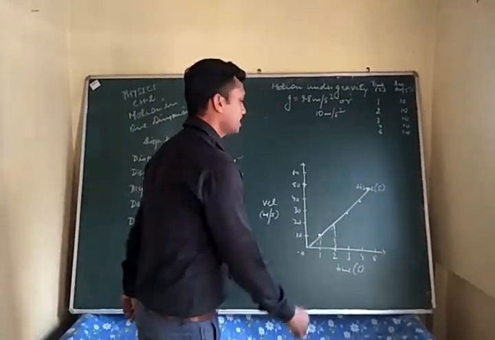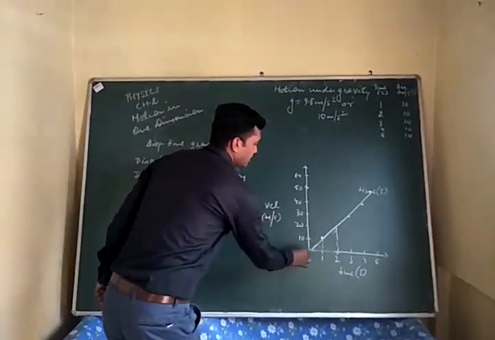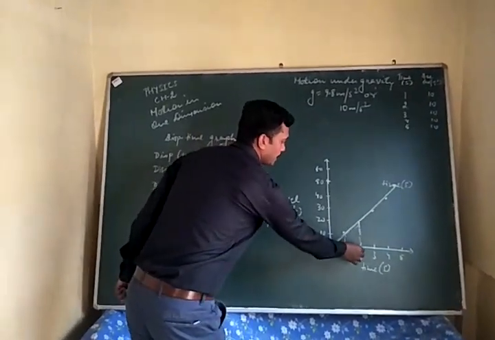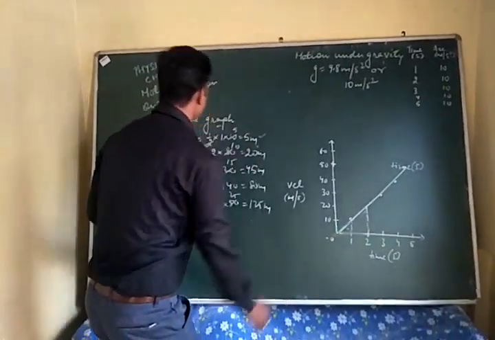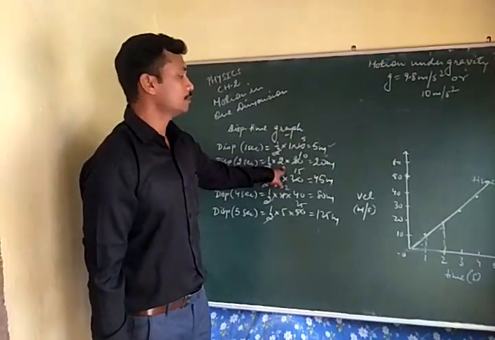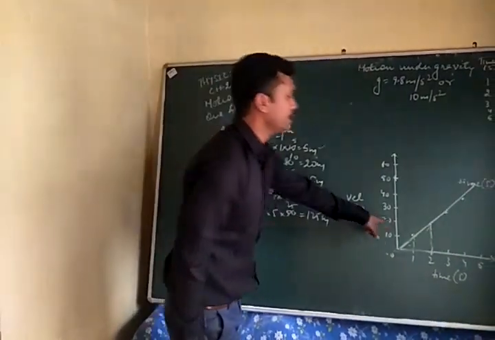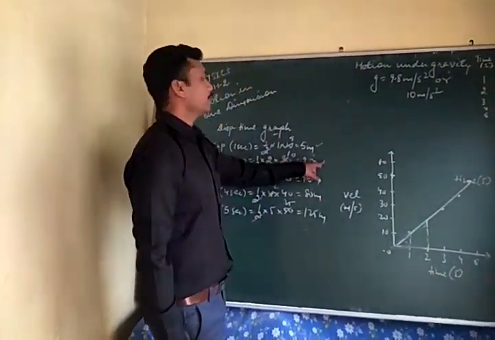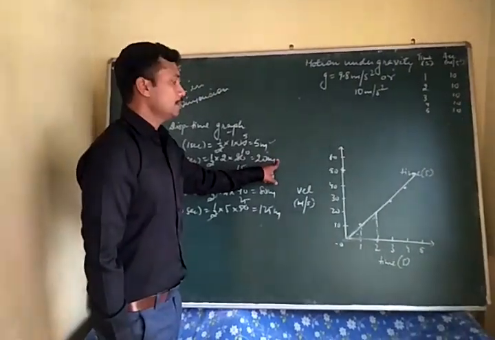You got a triangle. You can see this triangle we have got. Again you can apply the same formula. This will be the base. So half into 2, which is the base here, and height is 20. So we are getting 20 meter as the displacement.